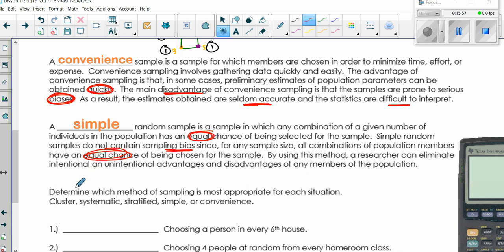Okay, so simple would be like everybody in the school gets a number, 1 through however many students we have, 2,500. And then I'm going to put all the numbers in a bag and I'm going to randomly select 5 numbers out of it. That's a simple random sample. We're not grouping anybody, we're just assigning everybody a number, picking a number.